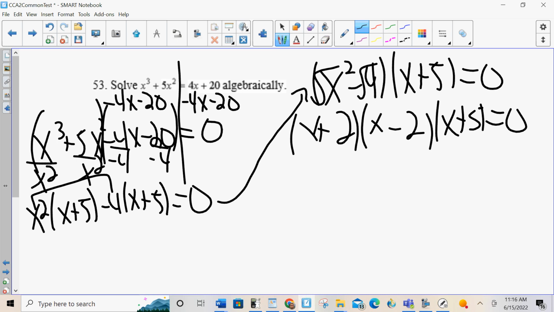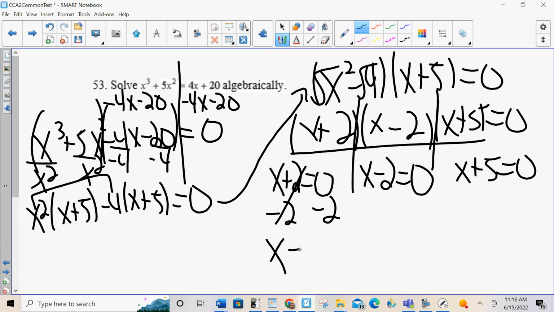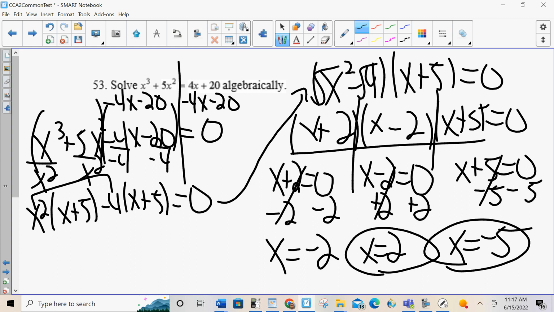And now I set each factor equal to 0. I set x plus 2 equal to 0. I set x minus 2 equal to 0. I set x plus 5 equal to 0. And those are my 3 answers. So for a polynomial equation, bring everything to one side. Factor, set each factor equal to 0.